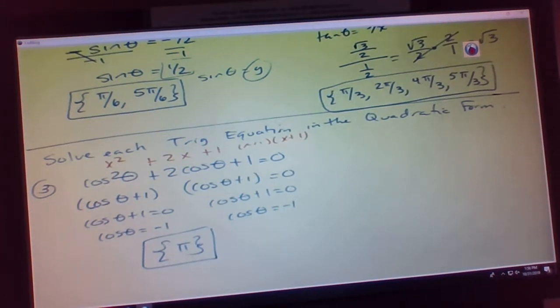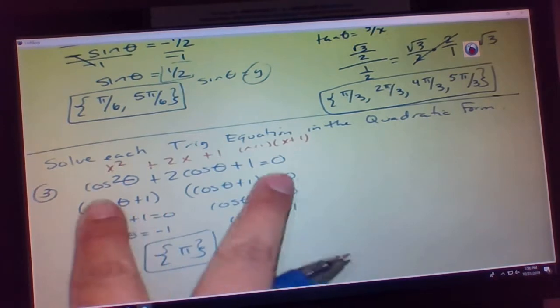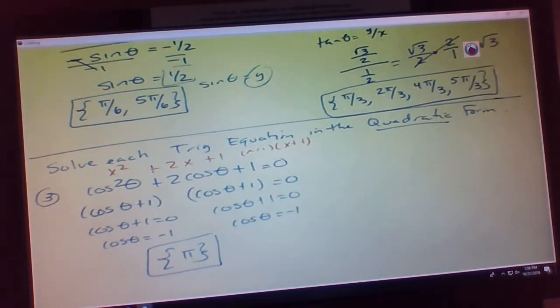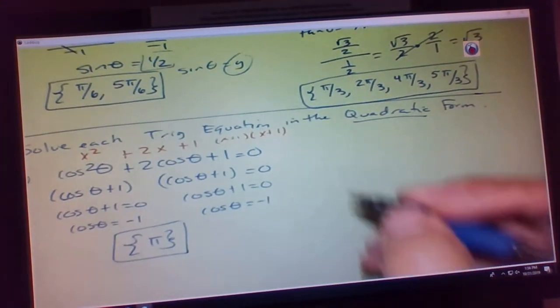That's it. So you're going to get something that looks like you could factor out. If it says quadratic form, you need to think, I need to factor, I need to reduce something here. You're not trying to make something another equation or anything like that.